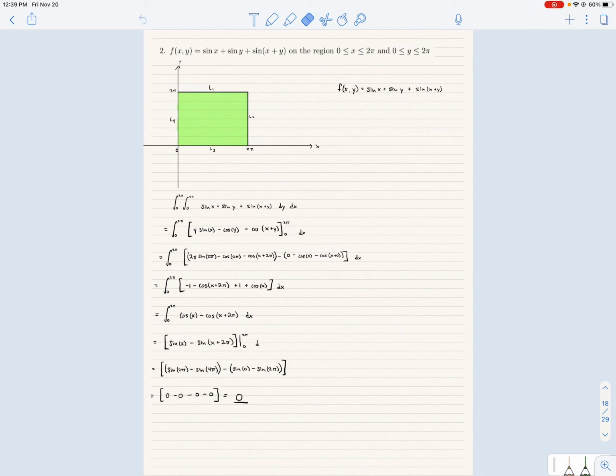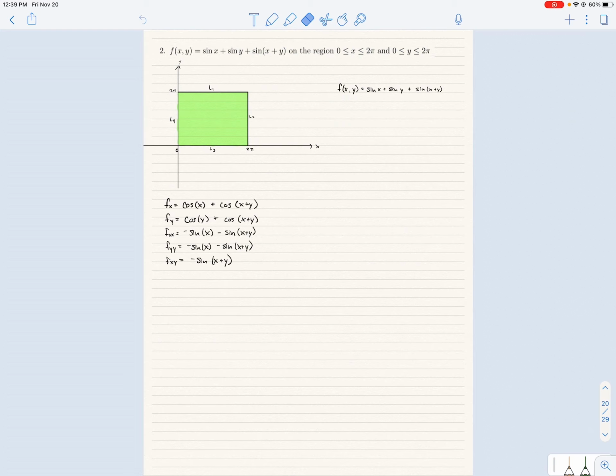So this function probably forms a shape with both positive and negative volume values that balance each other out to 0. Now to find the average value, we can divide the total volume by the area of the box, which is 4 pi squared, and of course we get the answer of 0. Once again, this makes sense since we are working with sine waves.